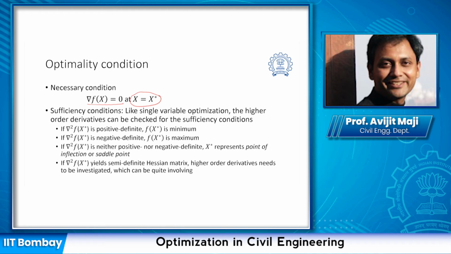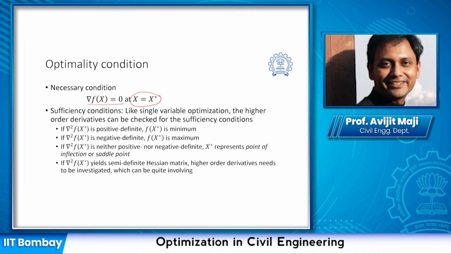Similar to the single variable optimization problem, the higher order derivative of the multivariable objective function can be checked for the sufficient condition. So the necessary condition gave us the point where the slope is going to be 0, and the sufficient condition is going to indicate whether that particular point gives a minimum value or a maximum value, or it is not going to yield either of them, rather it is going to give us a saddle point.